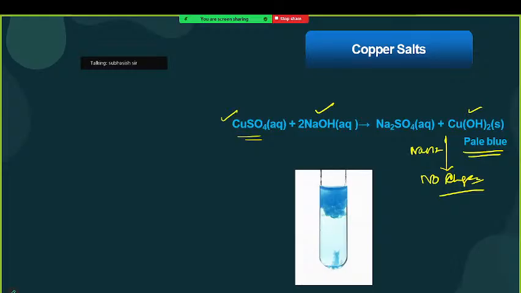All the reactions, all the balanced equations of each and every metal cation should be remembered, because these reactions are very, very important. All the questions in this chapter depend upon those reactions, and those balanced equations should always be remembered.